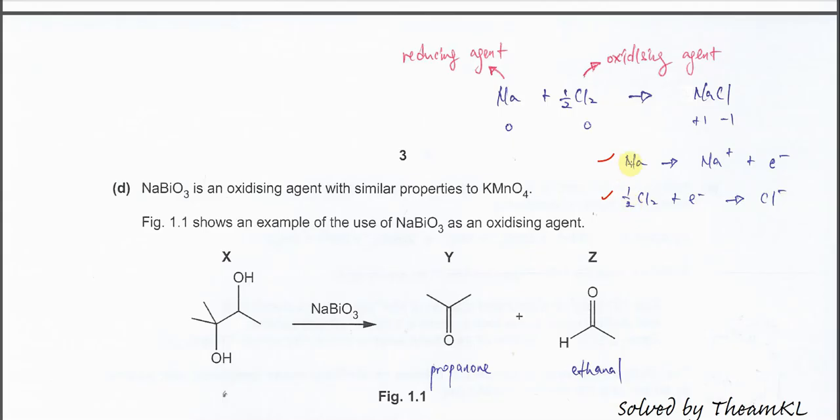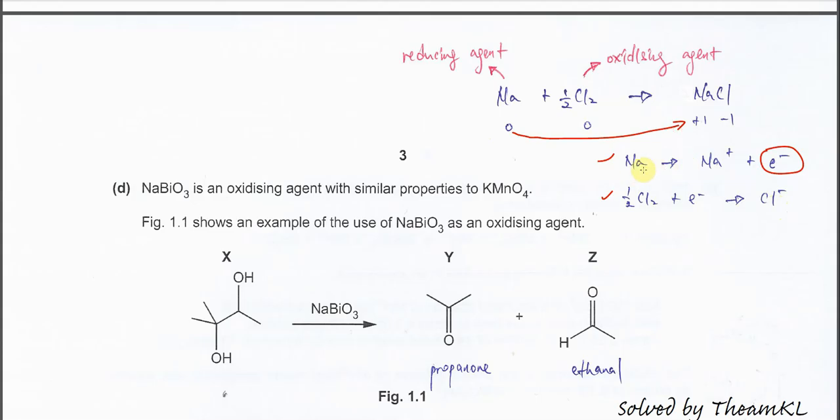So sodium, after it reacts, will form sodium ion and release the electrons. These electrons are gained by the chlorine, and the chlorine will form chloride. So in this case, we can see that the oxidation number of the sodium increases from 0 to positive 1.